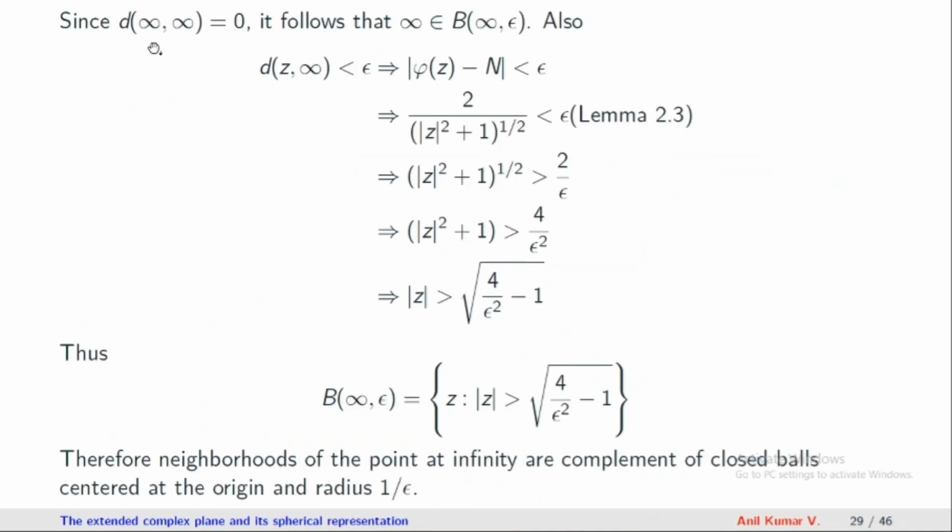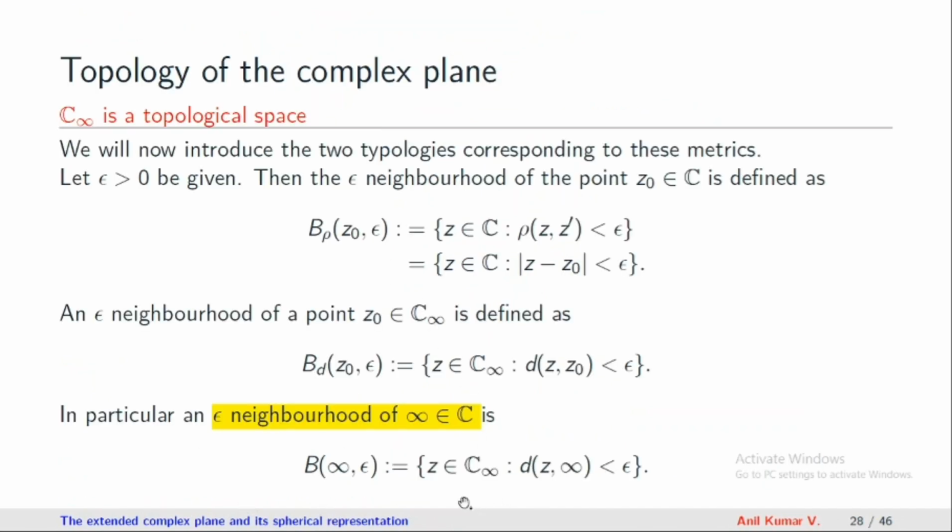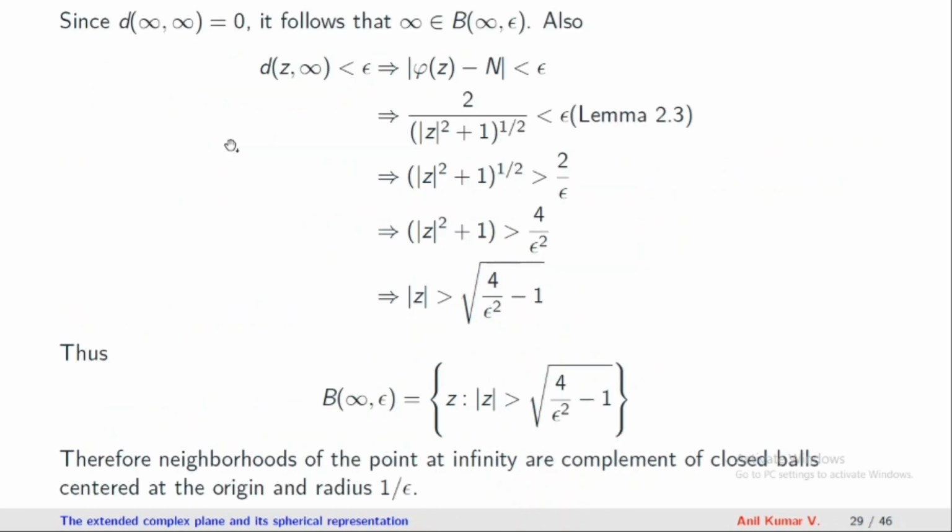But we note that the distance between infinity and infinity is defined as 0. So obviously infinity is always in the set. So the distance between z and infinity less than epsilon means the spherical distance between phi of z and n is less than epsilon.